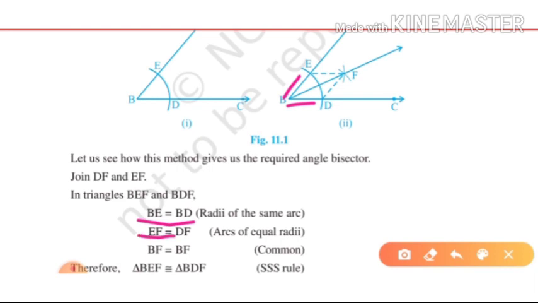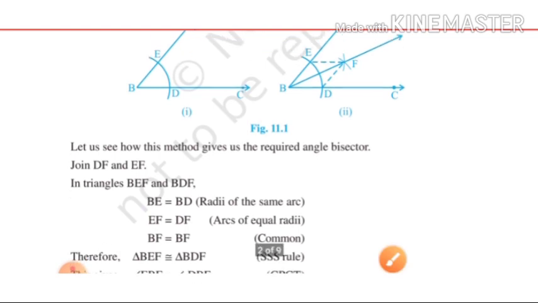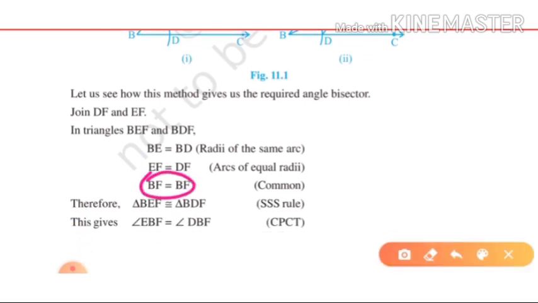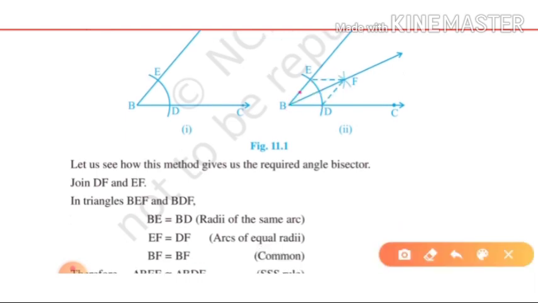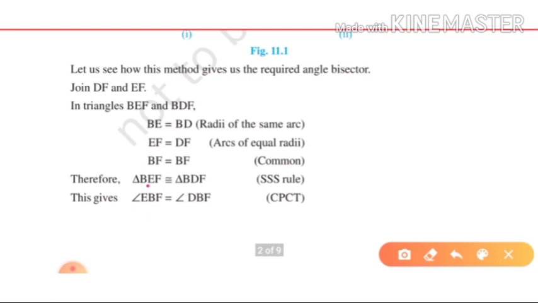Then EF and DF are also equal because, as I told you before, we have taken the same radius. And BF and BF are equal, a common side. That means by SSS the triangles are congruent, so all corresponding angles are equal. This angle is equal to this angle by CPCT, and that means BF is the bisector.